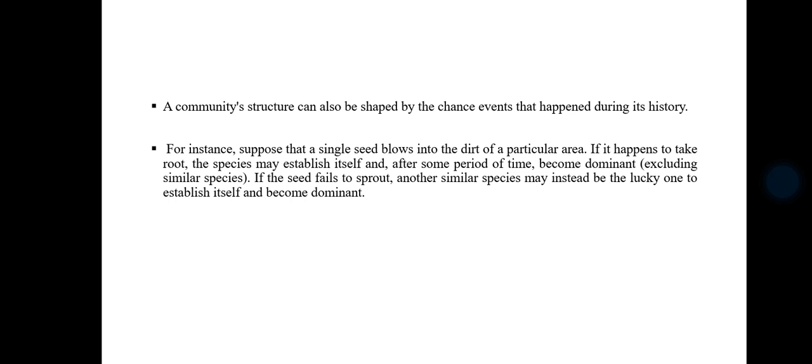A community's structure can also be shaped by the chance events that happened during its history. For instance, suppose that a single seed blows into the dirt of a particular area. If it happens to take root, the species may establish itself and after some period of time become dominant, excluding similar species. If the seed fails to sprout, another similar species may instead be the lucky one to establish itself and become dominant.